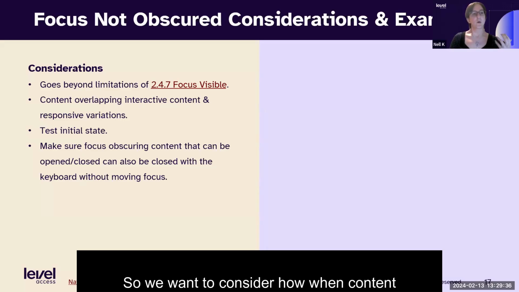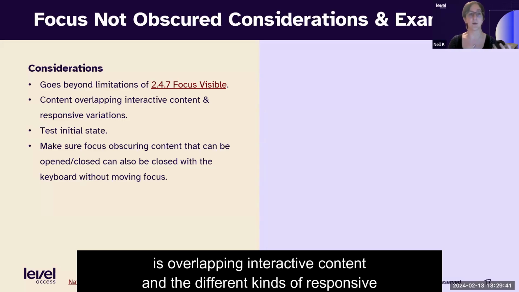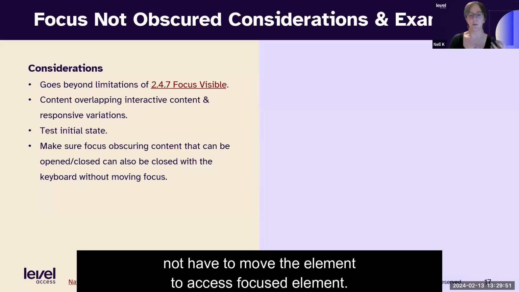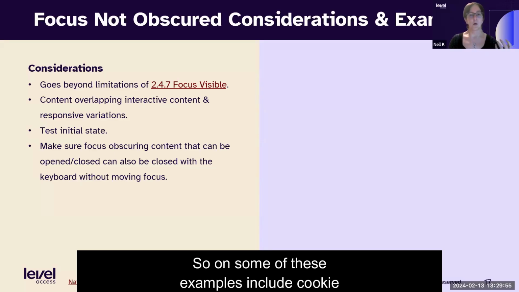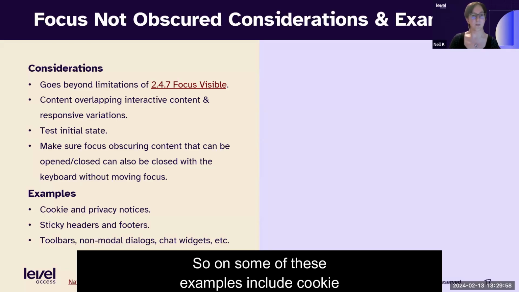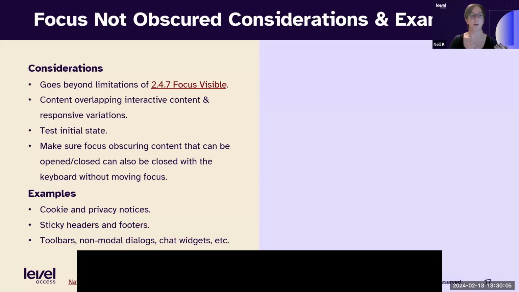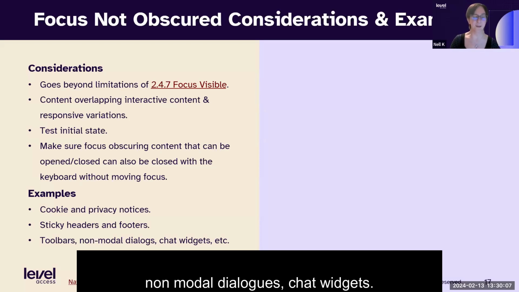So we want to consider how content is overlapping interactive content and the different kinds of responsive variations that are there. We want to make sure that users will not have to move the element to access the focused element. Some of these examples include cookie and privacy notices, sticky headers and footers, toolbars, non-modal dialogues, chat widgets, and these are all really common things, right?